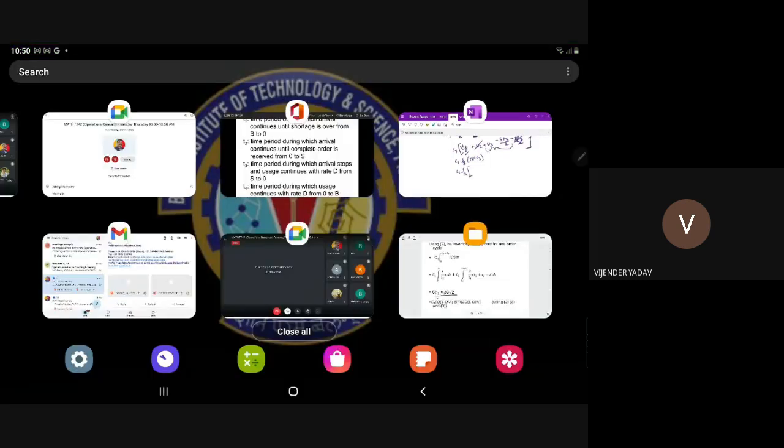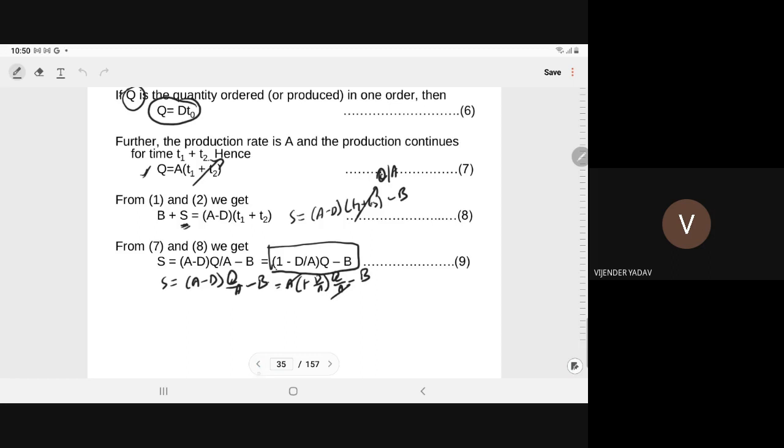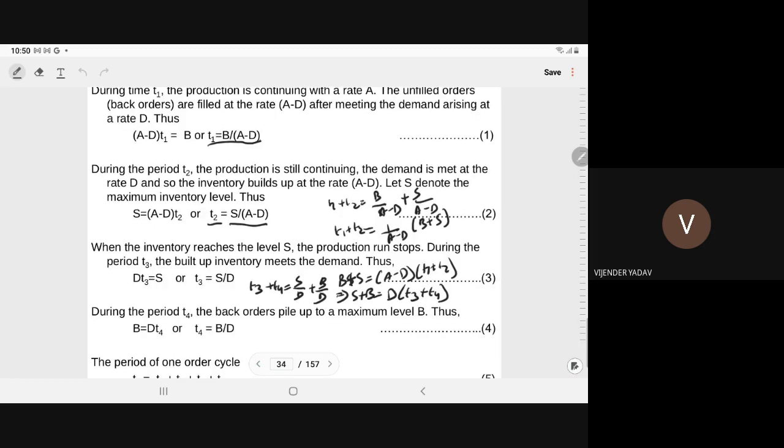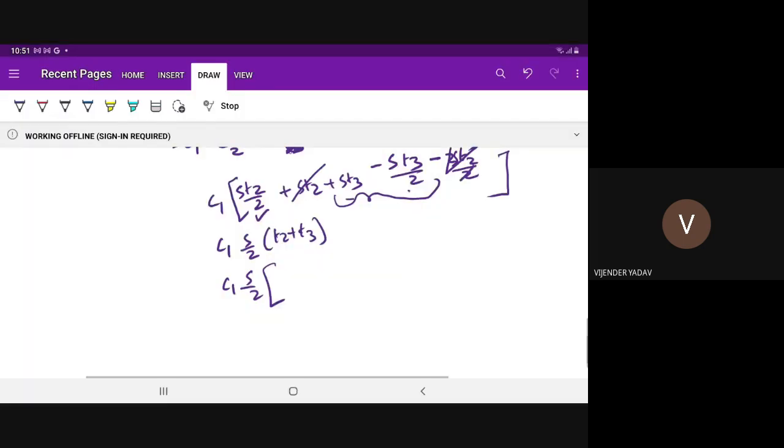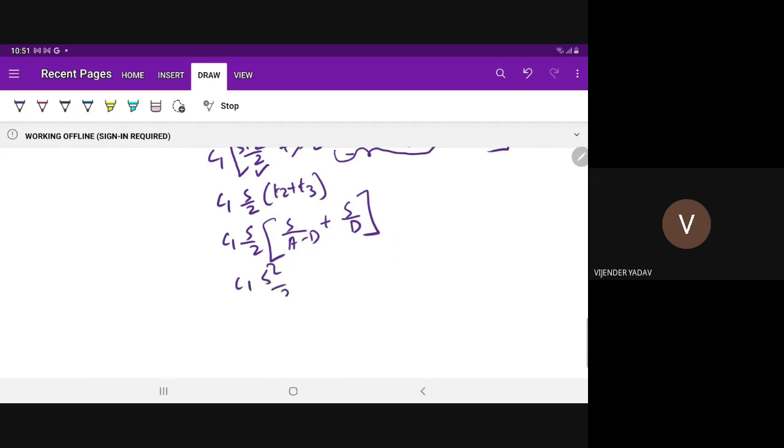What is T2? From the slides we have seen T2 is S upon A minus D. T3 is S upon D, right? So when we write S upon A minus D plus S upon D, that is T2 plus T3. So C1 S square by 2, and here we have A minus D into D plus A minus D. So here we cancel this. So we have C1 S square A upon 2 times A minus D upon D.